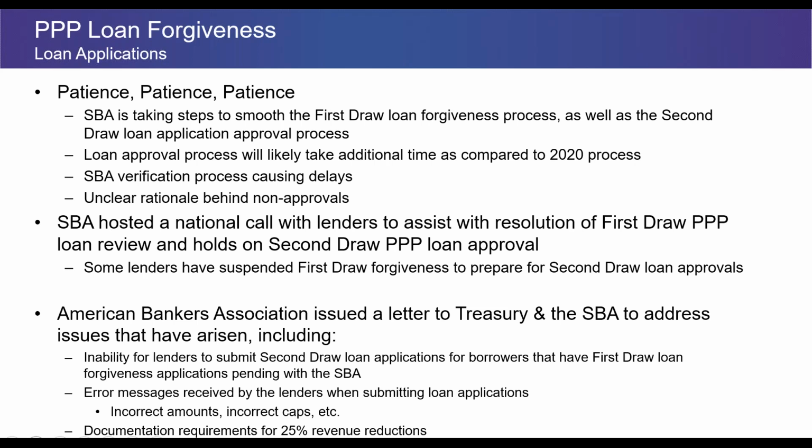You'll see some of the banks have even, to this point, shut down their forgiveness portal while they focus on the applications. We do expect the loan approval process will likely take additional time as compared to 2020. Initially, the thought was the money was going to shoot right out, and that seems to have slowed down. The SBA verification process is causing delays. I've heard a number of loans get put in the queue because it looks like they've been applied for with multiple lenders, when in fact the company has only gone forward with one.